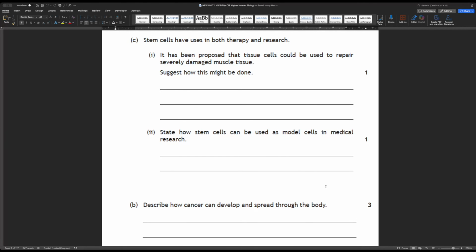The key thing is mentioning that it is muscle cells that they will differentiate into, because it'll be muscle cells which will make up the new muscle tissue.